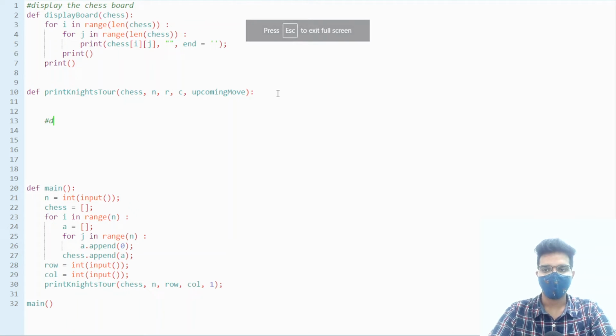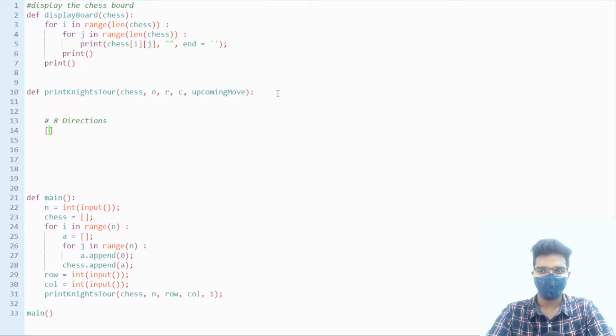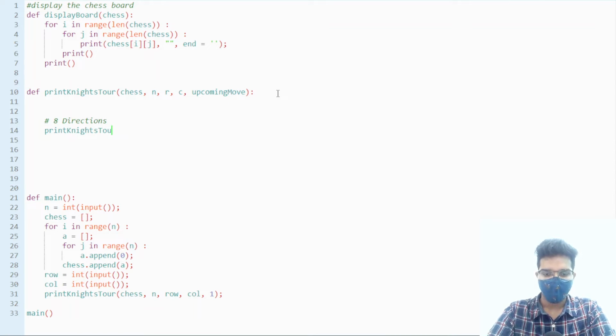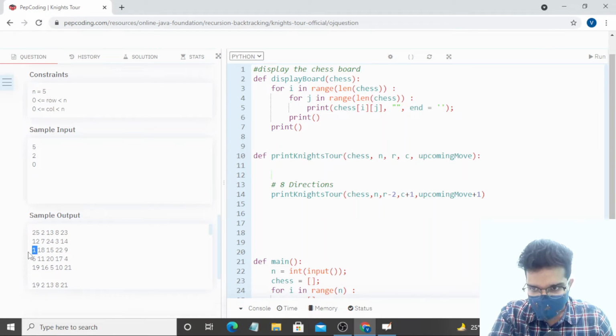So first, let's talk about the directions. How many directions are we allowed to move? Total 8 directions, so total 8 calls are required. First we give precedence to R minus 2 and C plus 1. And whenever we take a move, we are going to increase our upcoming move by 1. Before taking any move, we are here, as we can see in the output.